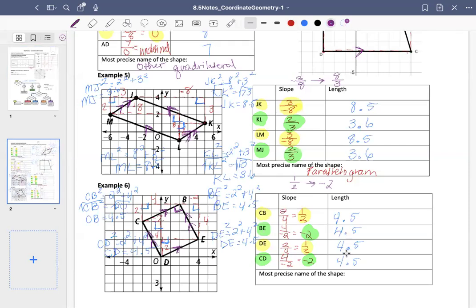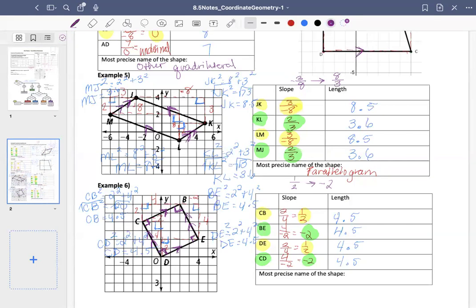Let's look at BE and DE. We have -2 and 1/2. Look at that, opposite reciprocals again. Since they're opposite reciprocals, they're perpendicular, so where they intersect are right angles. If I look at DE and CD, I see again that I have opposite reciprocals, so where those two lines intersect is a right angle. And looking between CB and CD, I have -2 and 1/2, opposite reciprocals, therefore they are perpendicular to one another.